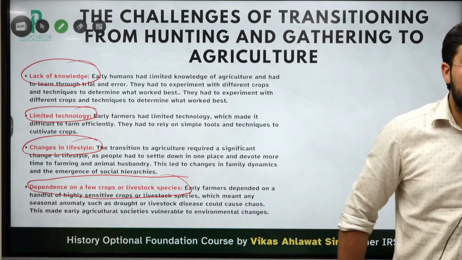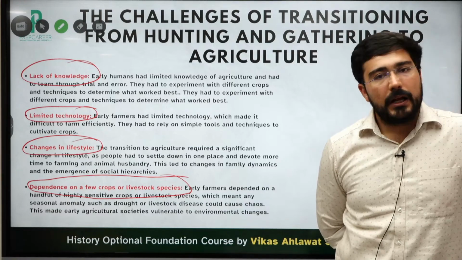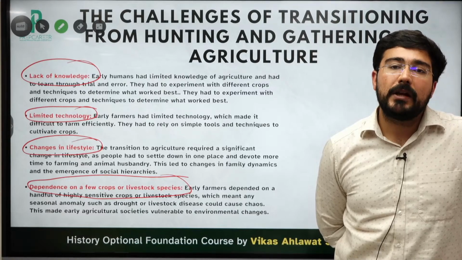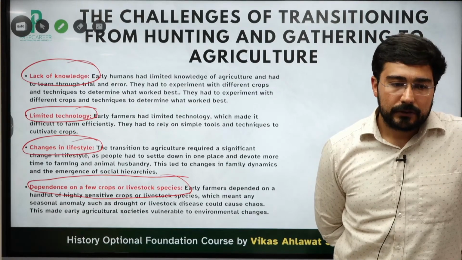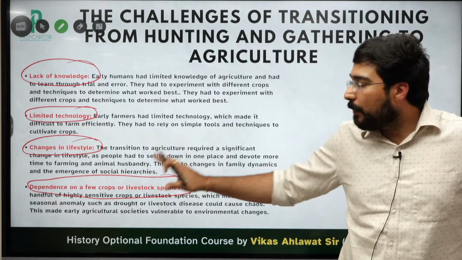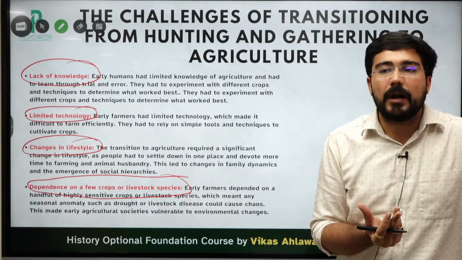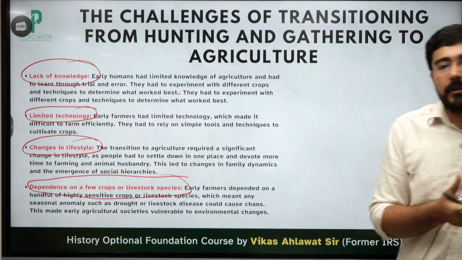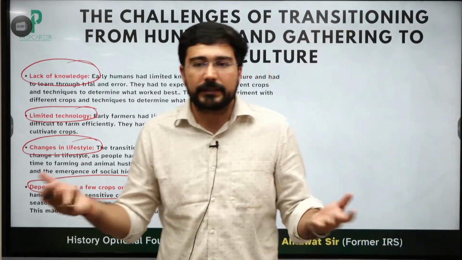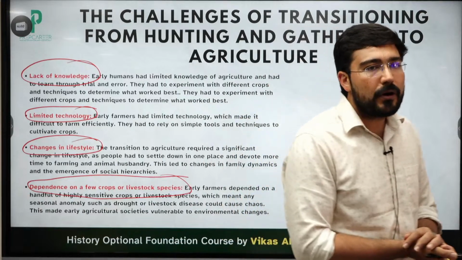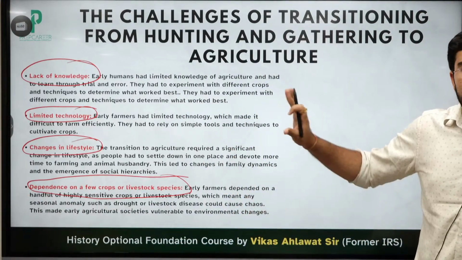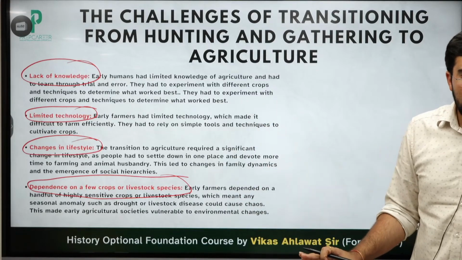And finally, depending upon crops. Once you shifted from livestock to agriculture, suppose there is a crop failure. So this is how dependence on few crops was going to become risky. Whenever there is a crop failure, it leads to famines, etc., which we'll discuss a lot in modern India. But this is something we have to understand. There were certain challenges in front of us. All right.